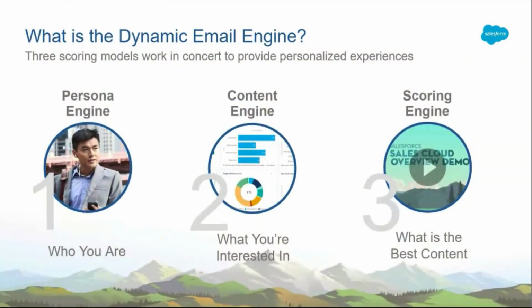So what we ended up building was called the Dynamic Email Engine. It's 100% built on the Marketing Cloud platform, but there's 3 components of it. The first piece is called the Persona Engine, which determines who you are. Then we've got the Content Engine that works out what content you would be interested in. And then the Scoring Engine, which looks at all of the content we might present to you, and it determines what's the highest performing content that we should present to you at that time of send.